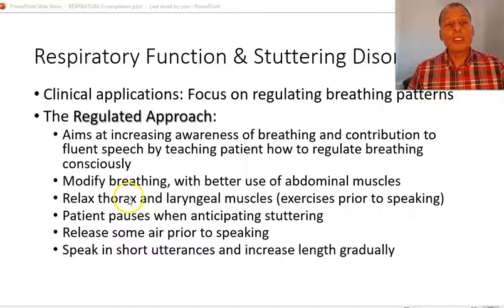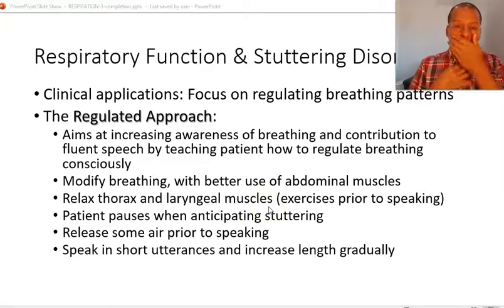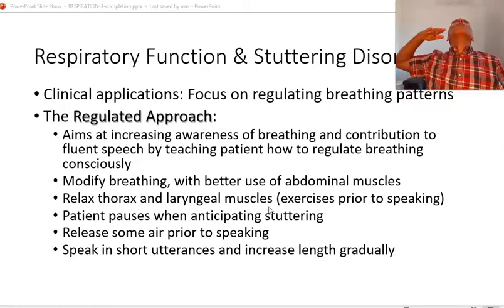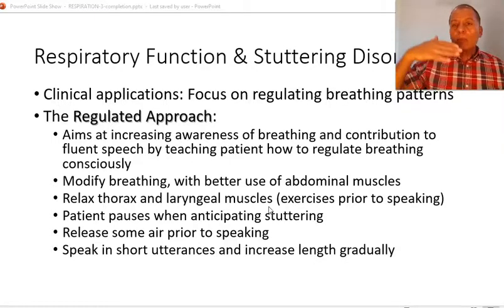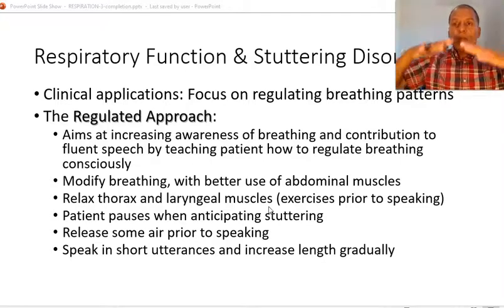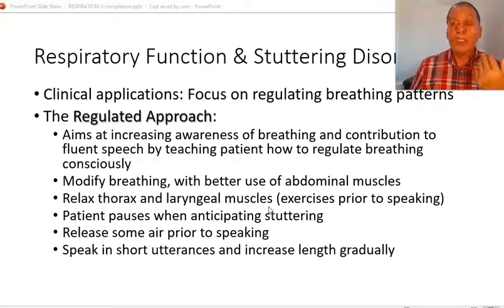Also, part of this is to relax the thorax and the laryngeal muscles using exercises like, for example, laying on your back and inhaling and seeing the abdomen go up, and exhaling, seeing it go down. And that will be effective in teaching abdominal breathing under these conditions.